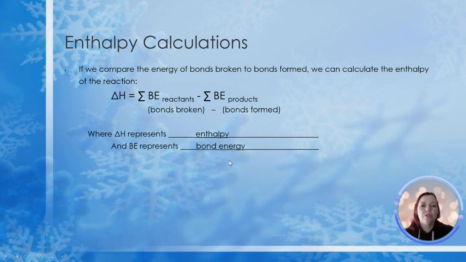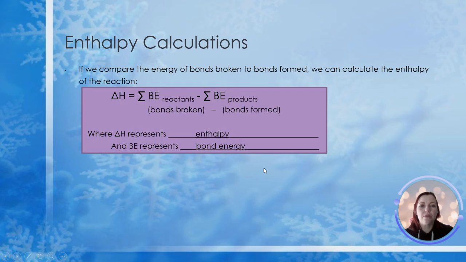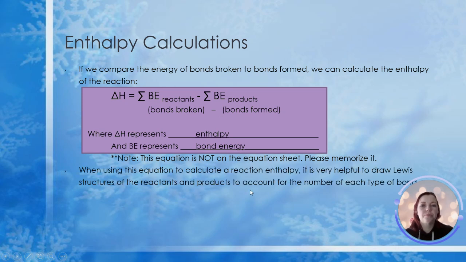So delta H in this case represents enthalpy. BE is bond energy. Okay, so there you go. Note that this equation is not on the equation sheet, so you do need to memorize it. So again, bonds broken minus bonds formed.